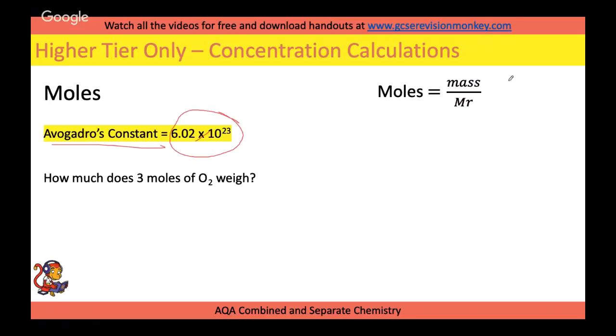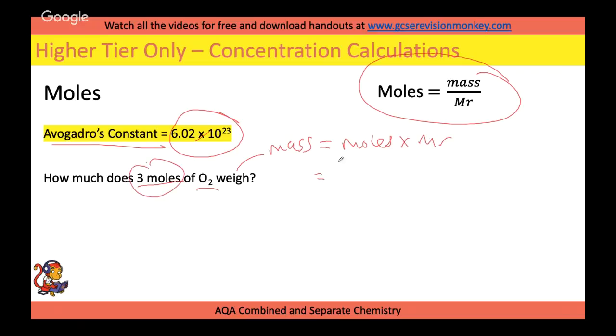So when we talk about this equation, moles equals mass over Mr, Mr is relative formula mass. So in this question, it says, how much does 3 moles of oxygen weigh? Okay, so we want to find the mass. So we need to rearrange this equation to get mass equals moles times Mr. So mass equals moles, which is 3.